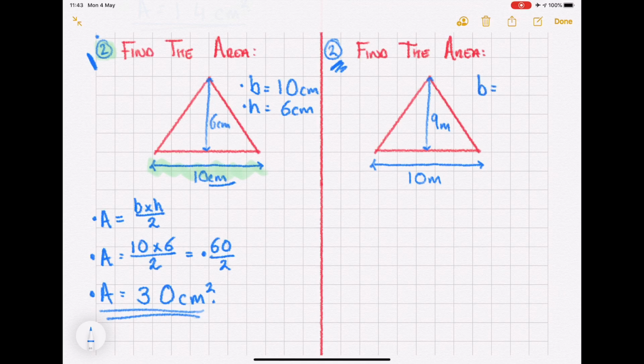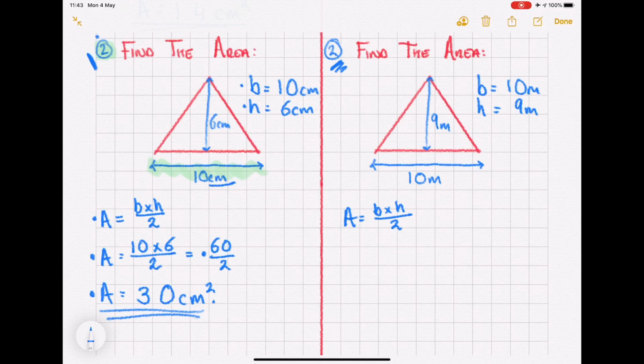Okay, fantastic. Hopefully you've had a go at this right-hand example. So, first things first, let's find the base. The base is 10 metres this time. Let's find the perpendicular height, the 90-degree height. So our height is 9 metres. Okay? Now our next step is to write out the formula. So area equals base times by height divided by 2.